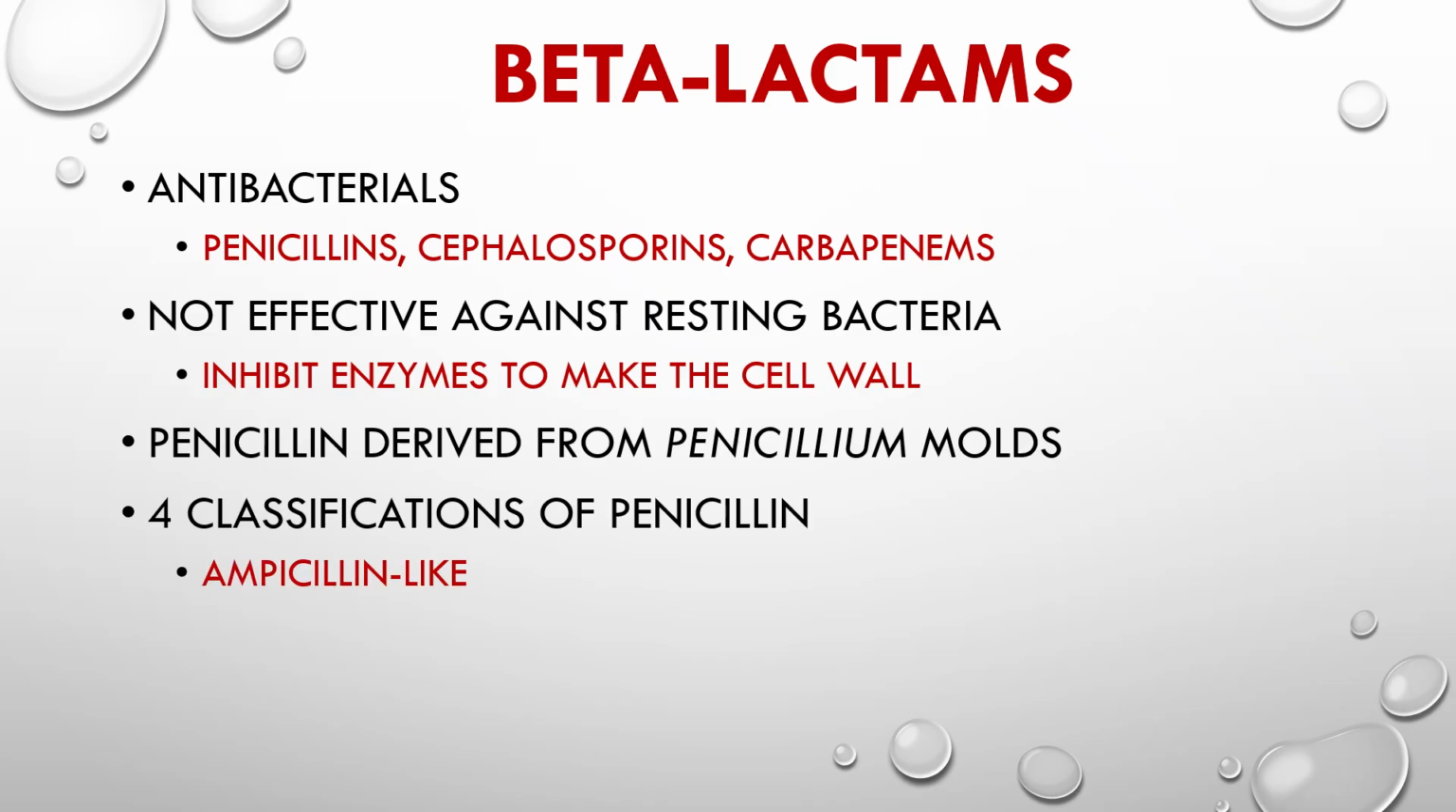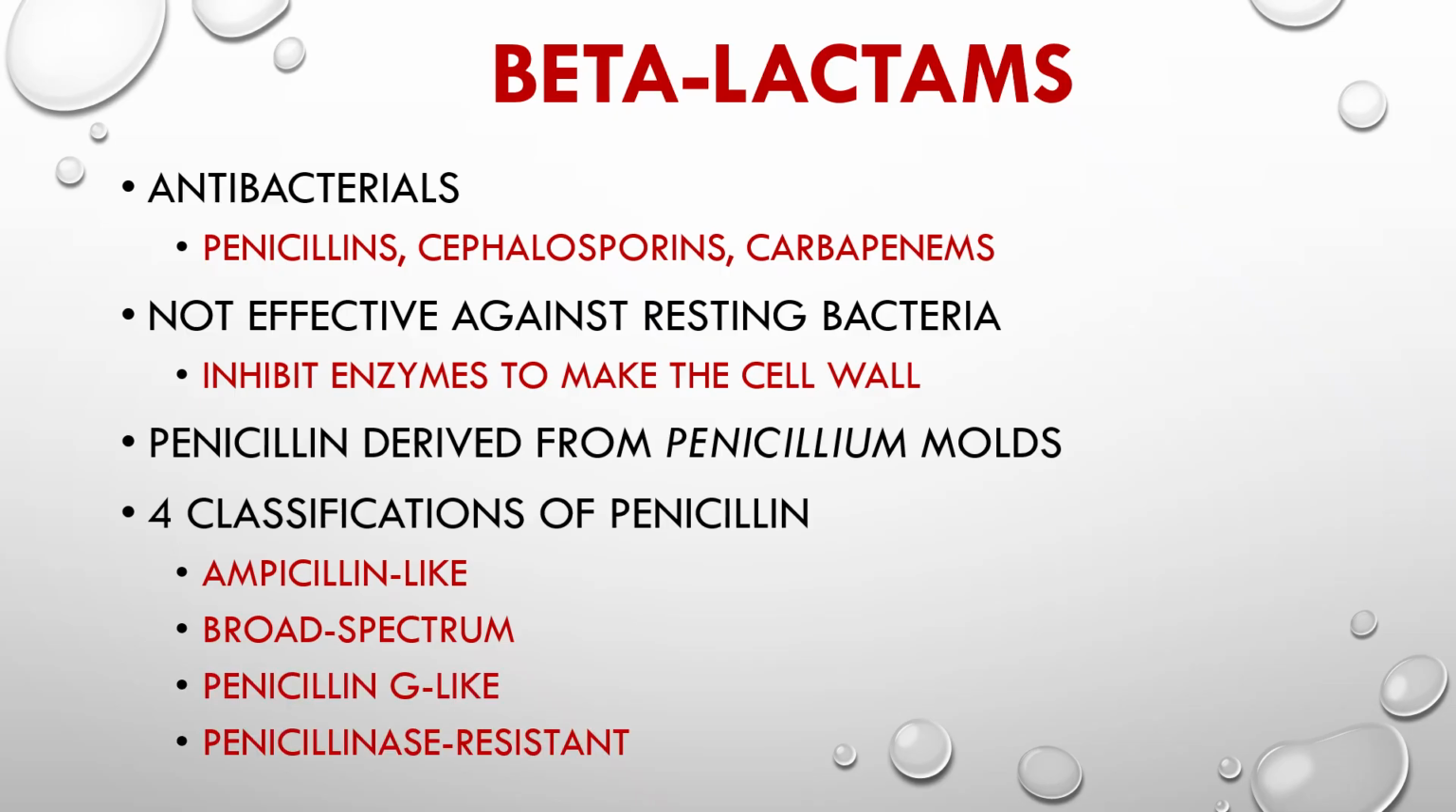There are 4 classes of penicillins. So we have ampicillin-like, broad-spectrum, penicillin G-like, and penicillinase resistant. And so they all kind of work the same way. They're all inhibiting the production of enzymes. Broad spectrum means that they're affecting a lot of different categories, whereas narrow spectrum, just 1 or 2 specific types of bacteria. But typically, if somebody is allergic to one, which is common, they're allergic to all of them.